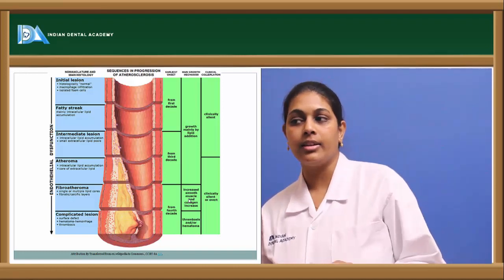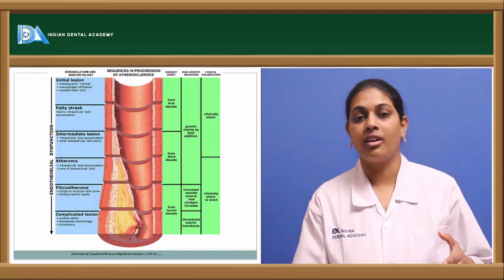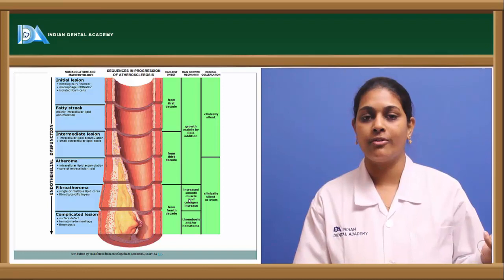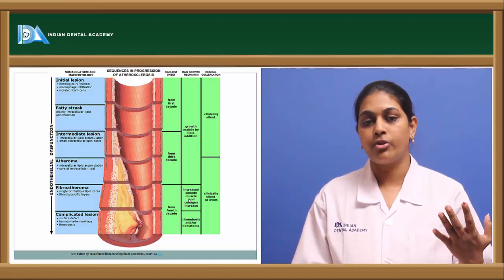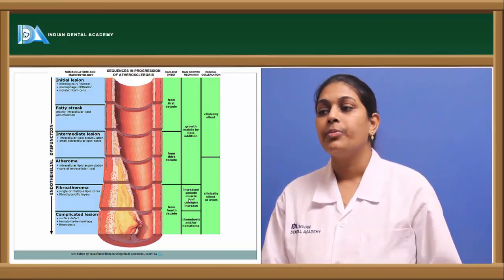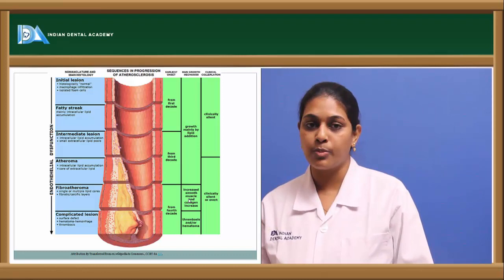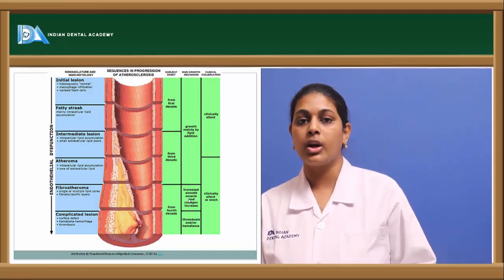So we see that from the first decade to the third decade, there will be lipid accumulation in this lesion. Coming to the fourth decade, that is, from 30 to 40 years of age, usually we see that smooth muscle proliferation increases, as well as collagen fiber also increases.